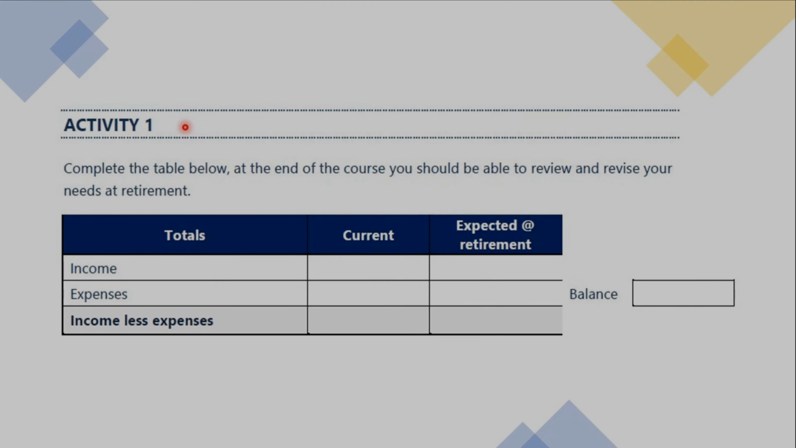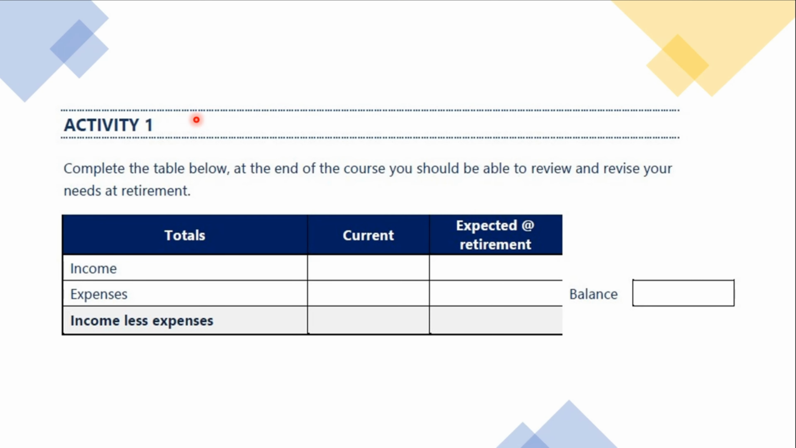We are now going to be talking about activity one, which is your current financial analysis. Complete the table below. At the end of the course, you should be able to review and revise your needs at retirement, which means we will give you a chance to change your figures at the end of the course.